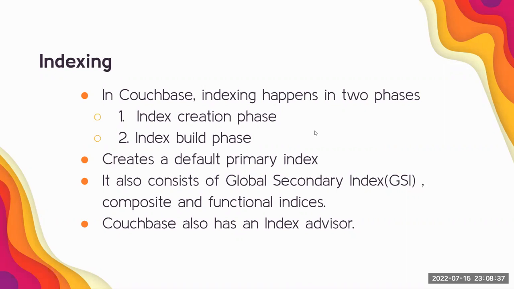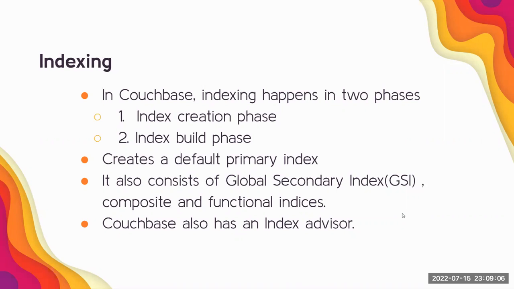There are different types of indices that are supported by Couchbase. There is a primary index, which is created by default, even if the user chooses not to have an index. The primary index consists of a unique UUID. Apart from the primary index, it also supports global secondary indexes. You can have as many GSIs as you would like.